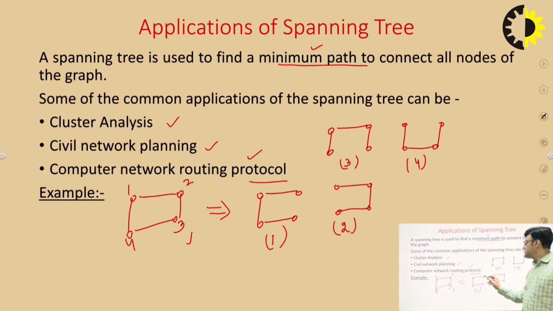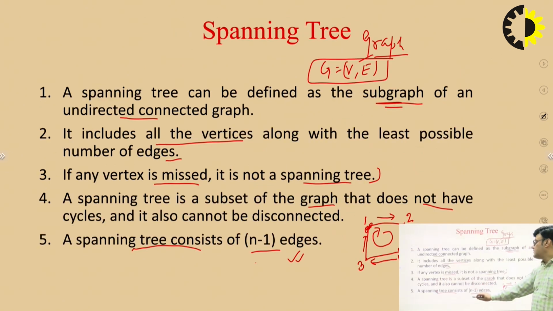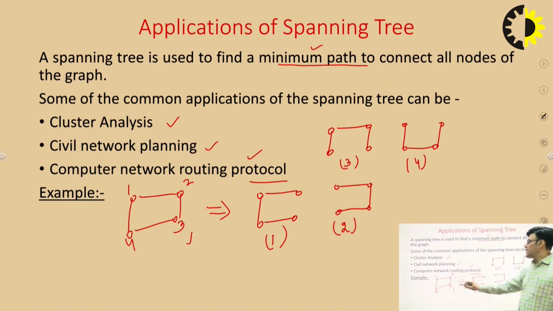And how many edges are there? 1, 2, 3. So I have said that the important thing is that n-1 edges are there. Okay, a spanning tree consists of n-1 edges. So we can see that for a given graph, these 4 types of spanning trees are possible. So we can say that for a given graph, a number of subgraphs are possible, that we call a spanning tree. Okay, students. So this is an example.